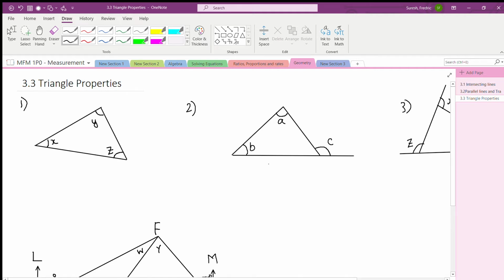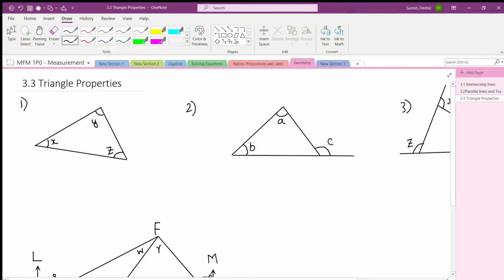Hey guys, we're going to talk about triangle properties today. We had seen angles formed by intersecting lines. We learned about opposite angles, which we also call vertical angles. And then we went on to talk about complementary angles, supplementary angles, and parallel lines: Z pattern, F pattern, and C pattern. And in this video, we're going to talk about triangle properties.